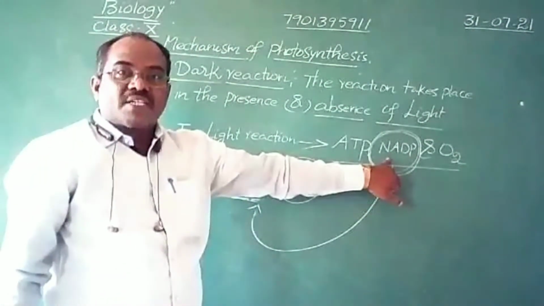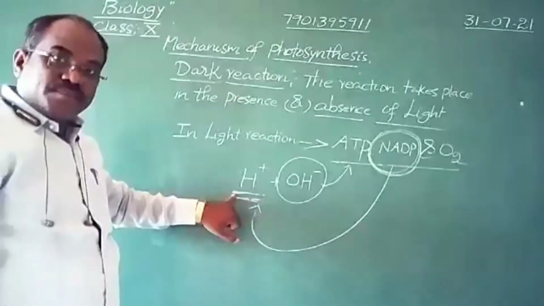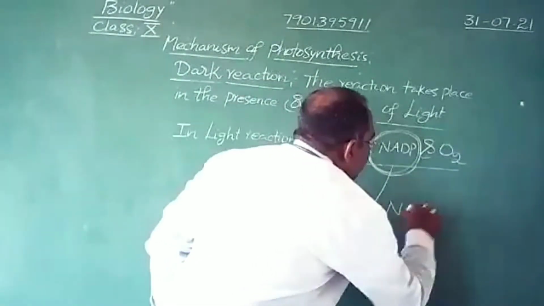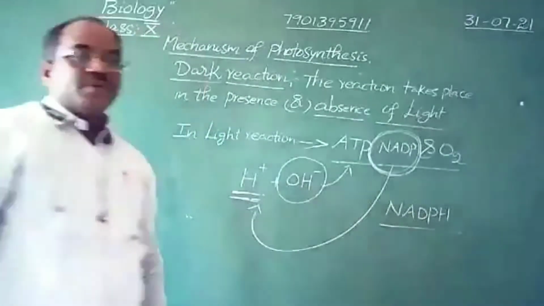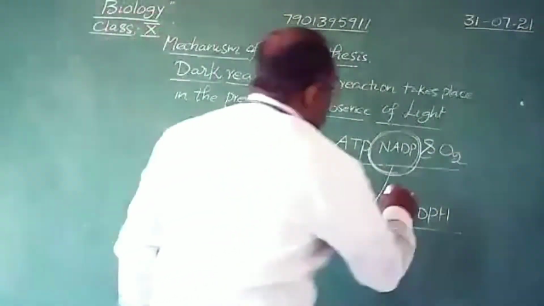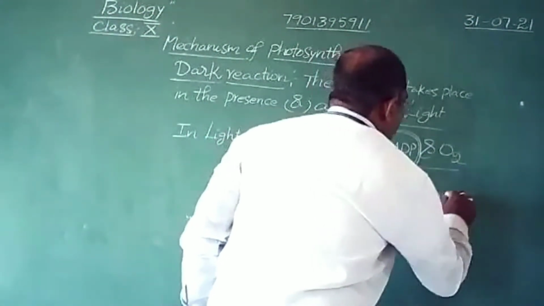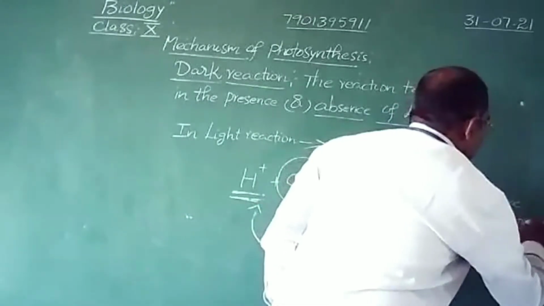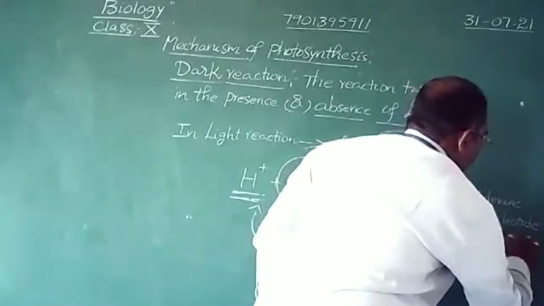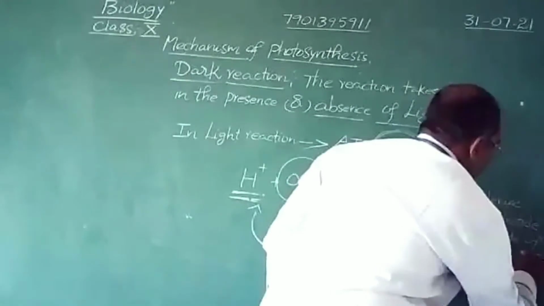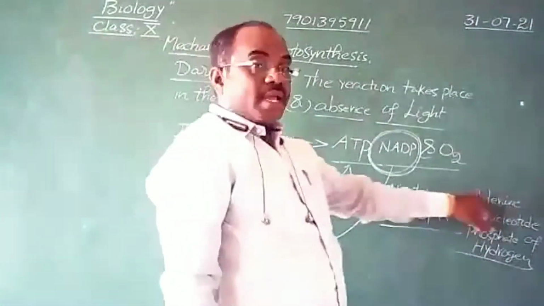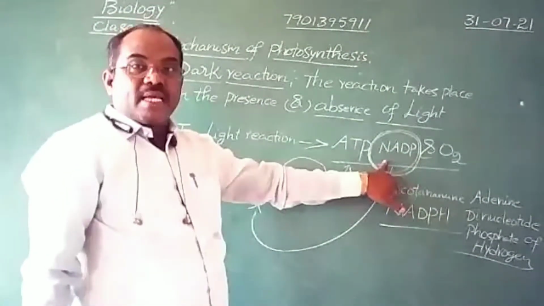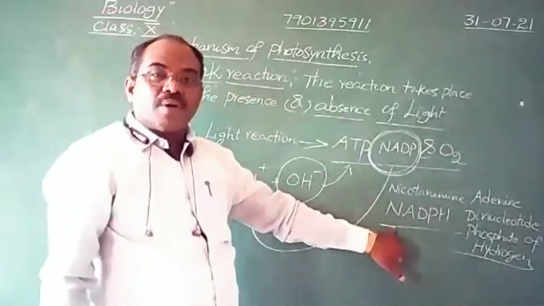Already NADP is formed in the light reaction. This NADP combines with H plus ion, hydrogen, and they are formed into NADPH. NADPH means nicotinamide adenine dinucleotide phosphate of hydrogen. H positive ion hydrogen combines with NADP in the dark reaction process, and NADPH is formed.